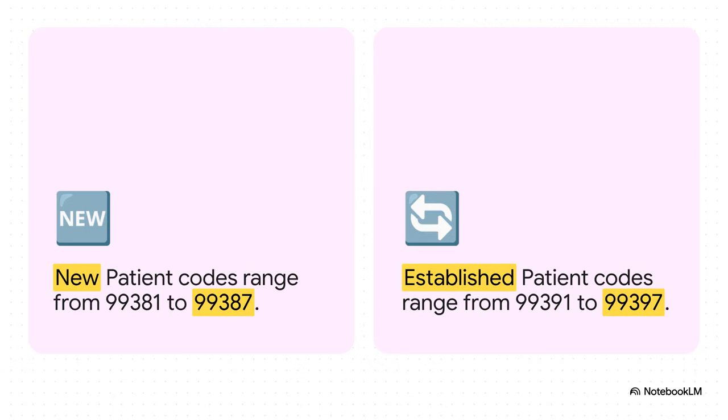Now, your very first major rule of preventative coding is that you have to divide your code selection based strictly on whether the patient is new or established. You know the drill with our overarching E&M guideline here. A new patient is someone who hasn't received any professional services from the physician or another physician of the exact same specialty and subspecialty in that same group within the past 3 years.